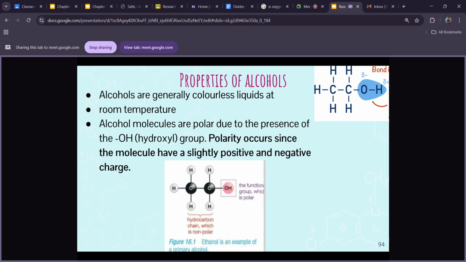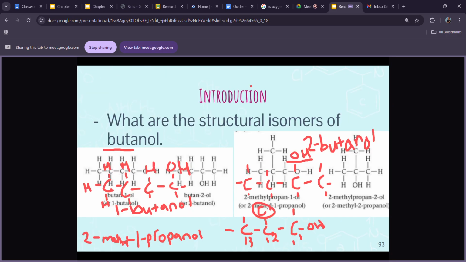All right, now we're looking at the properties. Excuse me, miss. Yes. Miss, how did you get methyl again? The five where? Miss, methyl. I'm talking about the part that you have methyl.